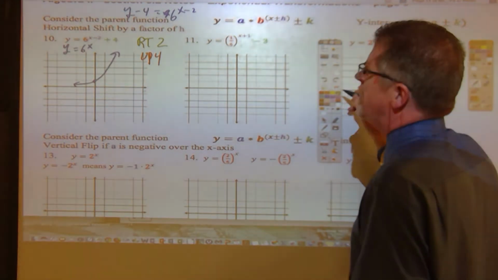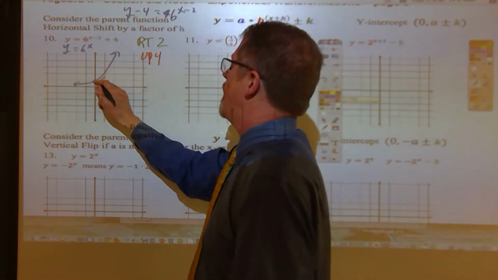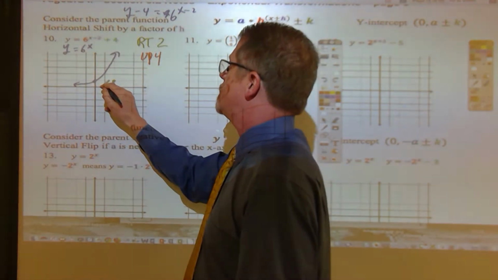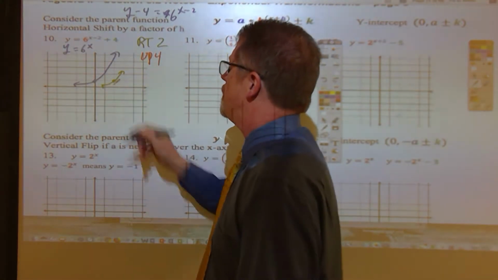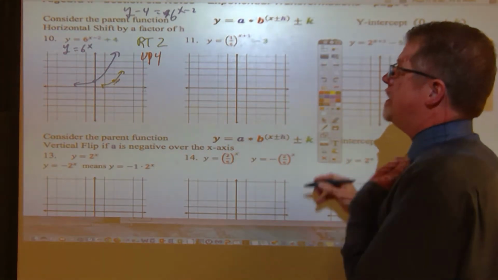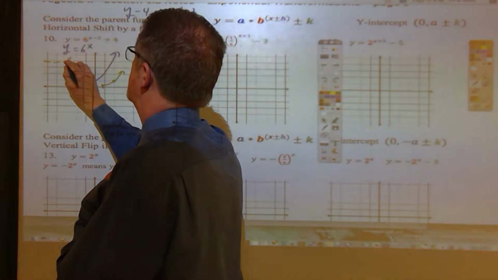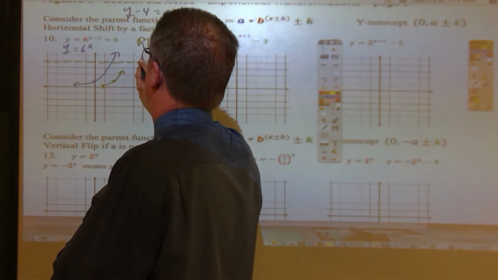So the intermediate step is where we shift this graph to the right 2. So take our starting point of 1, go right 2, and draw a little exponential growth curve. Nothing fancy. And then let's go up 4, which is the final result. We go from blue to green, then from green.